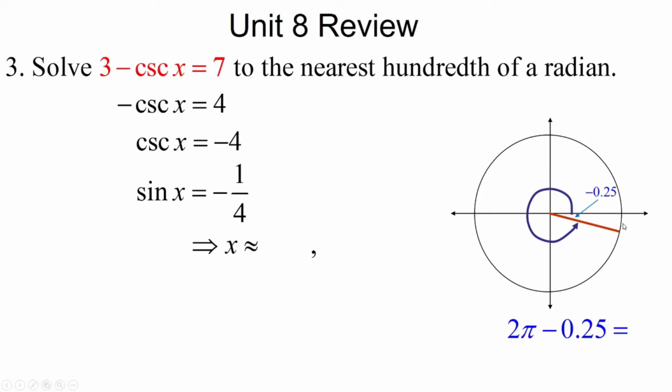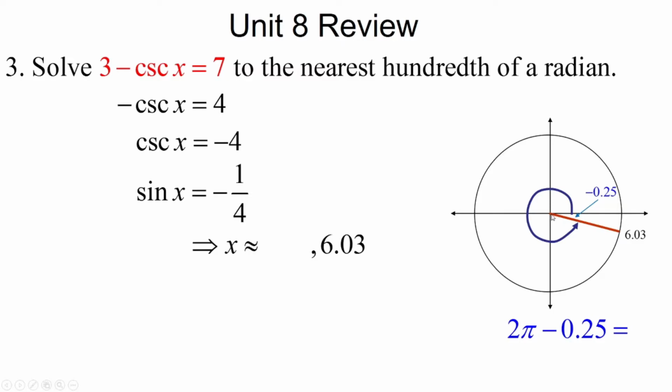So let's go 2 pi minus 0.25. And I'm getting, to the nearest hundredth of a radian, 6.03. So my first x is approximately 6.03. And I'm going to put this right here because that's a quadrant 4 angle. And you guys know sine is also negative in quadrant 3. So let's find the quadrant 3 angle.